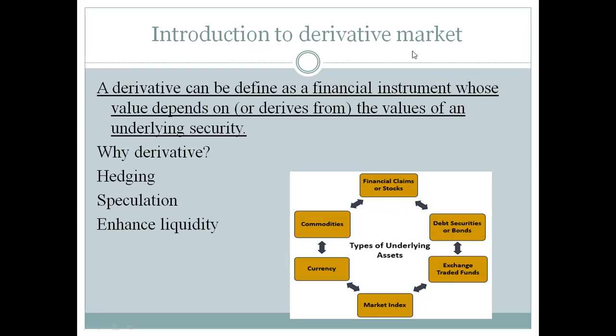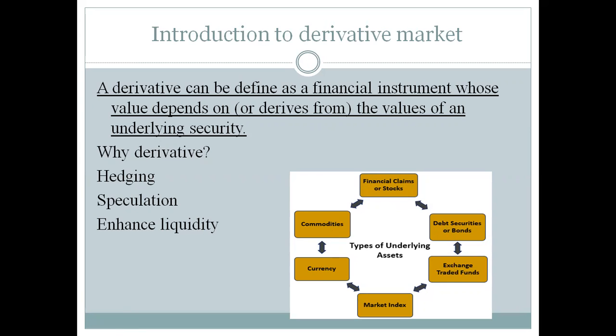A derivative can be defined as a financial instrument whose value depends on or derives from the value of an underlying security. So you may have questions: what is derived? Value or price is derived. From what is it derived? It is derived from the underlying asset or underlying security. These are examples of underlying assets or securities. A financial claim can be an underlying asset. Debentures or bonds, exchange traded funds, market index, currency, and commodities can be underlying securities or assets.